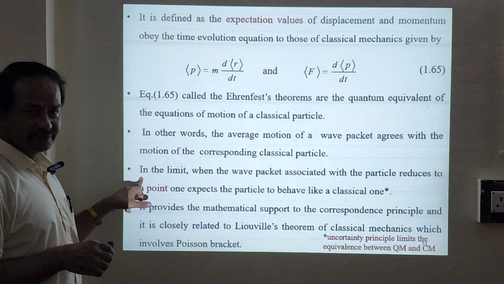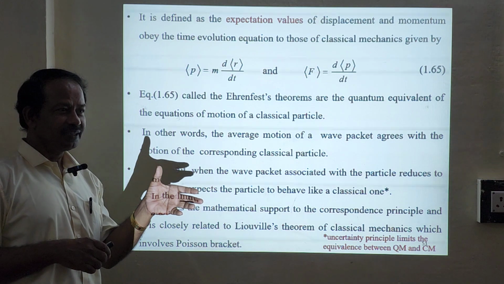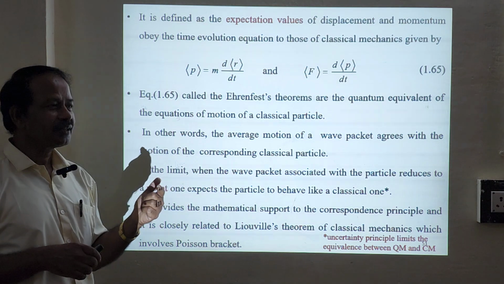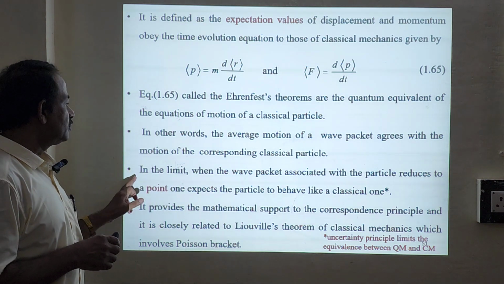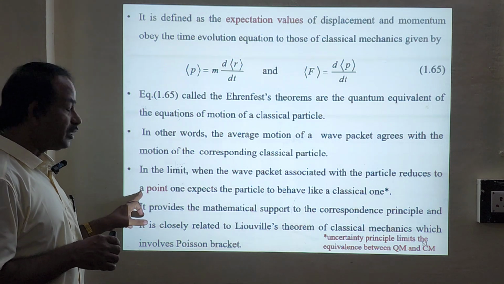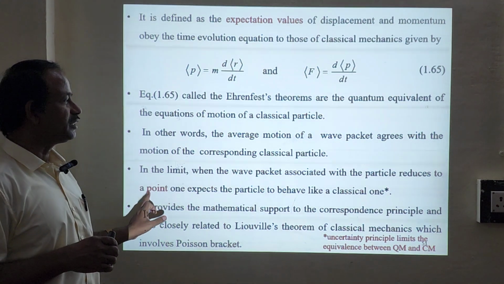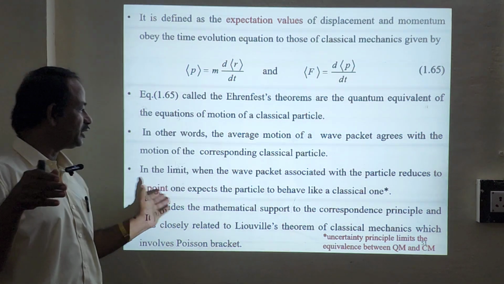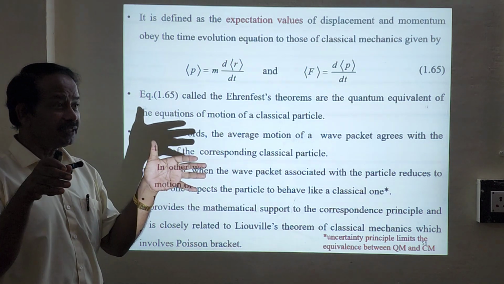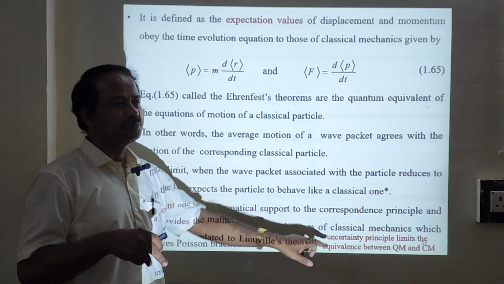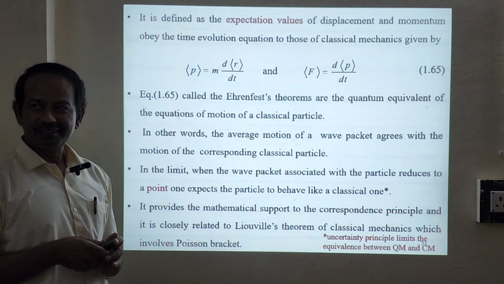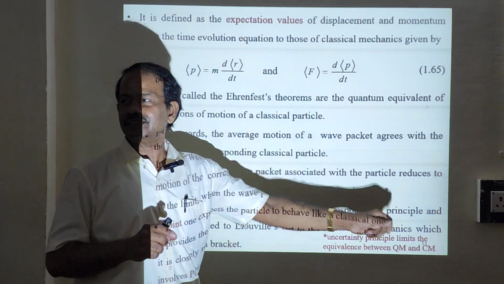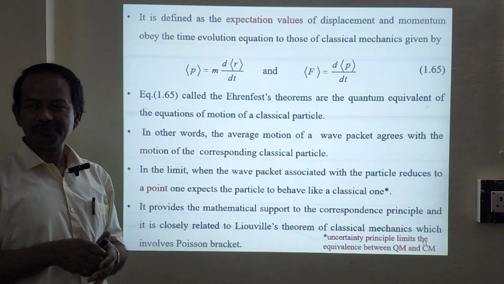In the limit, there are three limits we discussed. One is the number of particles, then another is lambda tends to 0, then another is h tends to 0, the Planck constant tends to 0. So in the limit, when the wave packet associated with the particle reduces to a point, one expects the particle to behave like a classical one. But when quantum particles reduce to a particular point, they have to accept the uncertainty relation, correct? So this uncertainty relation only limits the equivalence between quantum mechanics and classical mechanics. It's a barrier.